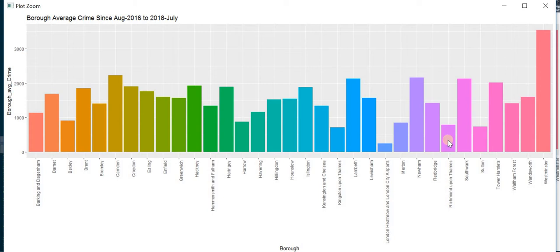So you can see the average number of crimes committed per borough. There's a couple of standouts, Westminster. I'm quite surprised, it's central London. And London Heathrow and London City Airport have a very low crime rate.